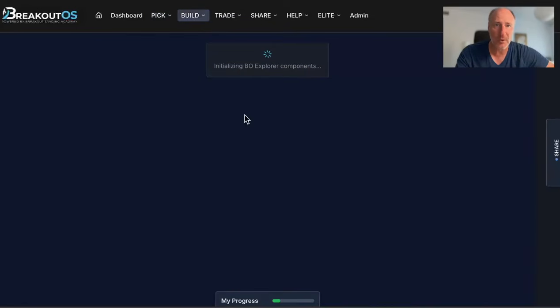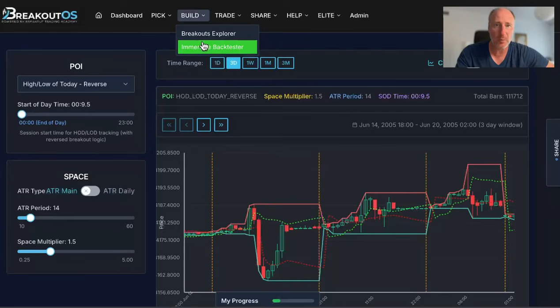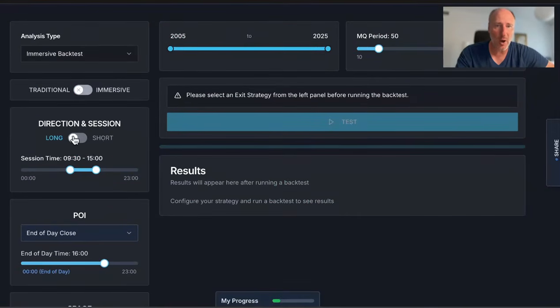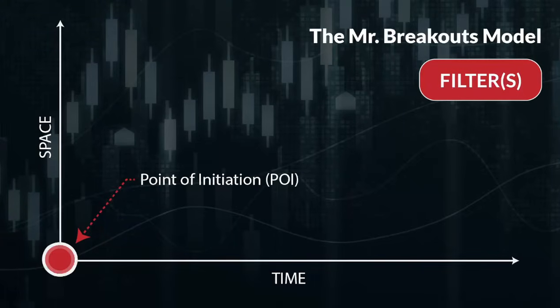Let's go to the backtester, not Breakout Explorer, and let's start with long only. We will focus on long only, and let's set this same 9 to 3 p.m. because that's what we want to explore. The whole strategy will be built on the Mr. Breakouts formula. In case you don't know what it is yet, here it is.